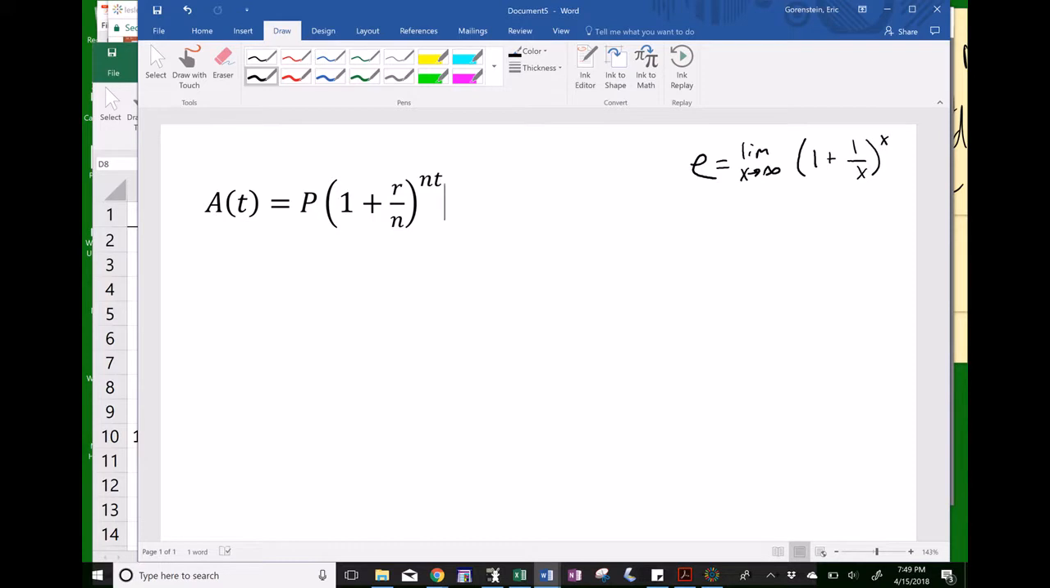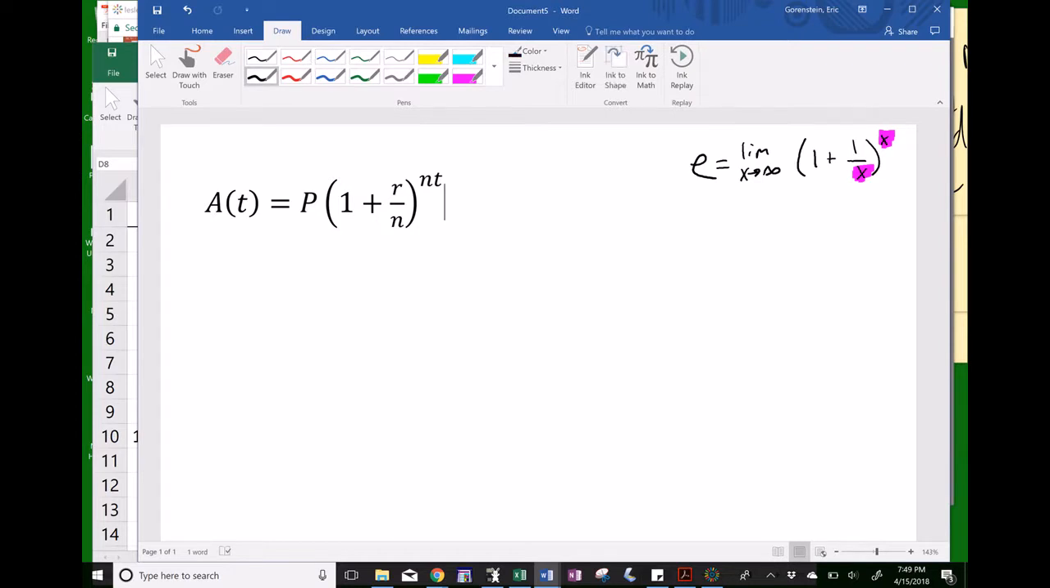Okay, so basically we want this formula on the left to look like this formula on the right. So 1 plus 1 over something to the same power of that something. So the denominator and the exponent need to be the same expression. Okay, so what can we do here?